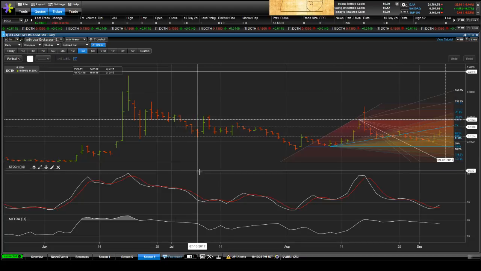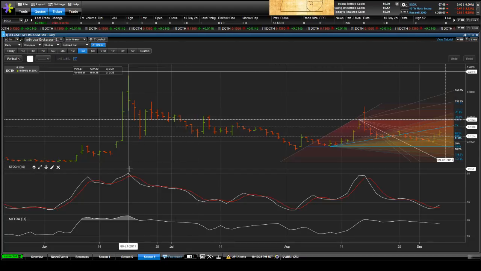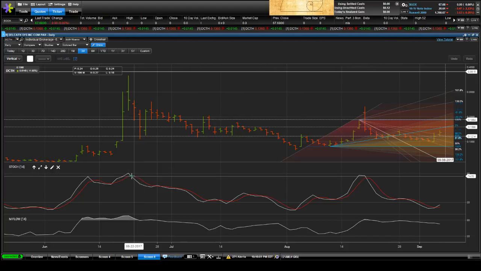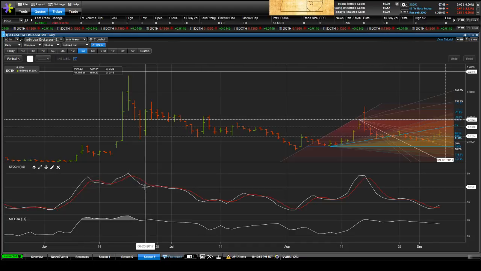It worked, right? And then as we approach the top, if you get, again, the fast crossing the slow and going downward, that is generally a sign that the price is about to go down. So it wasn't quite oversold here, but you can see it crossed and then also the price started going down.